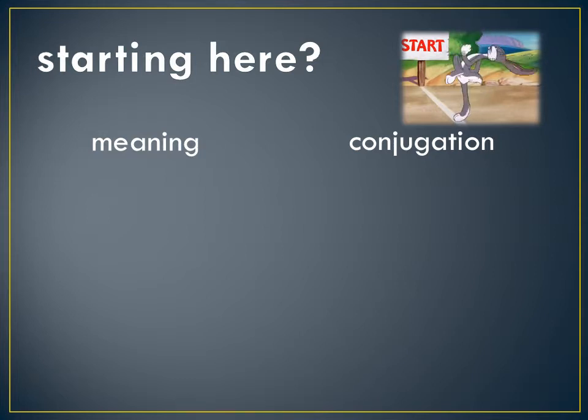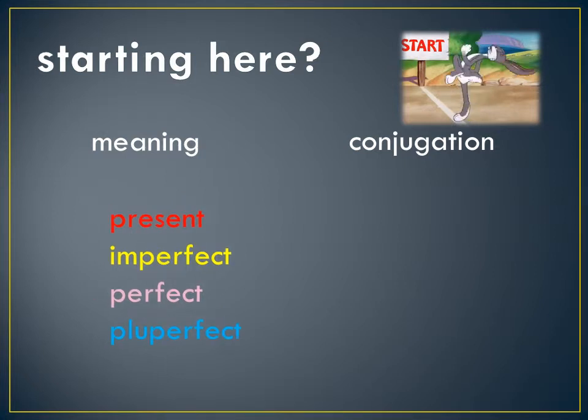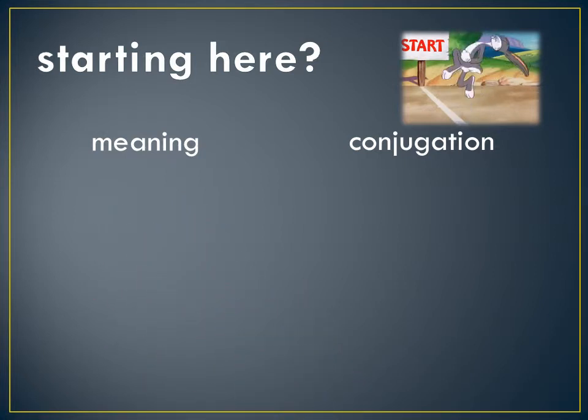Señor G here. Let's go over the subjunctive, or the subjunctive mood. If you're looking at the series of subjunctive videos we have here, this might be a good place to start, because we're talking about the nuts and bolts of the subjunctive, that is the conjugation. But first, let's talk about the meaning of the subjunctive. There are four tenses in the subjunctive. There's the present subjunctive, the imperfect subjunctive, the perfect subjunctive, and the pluperfect subjunctive.